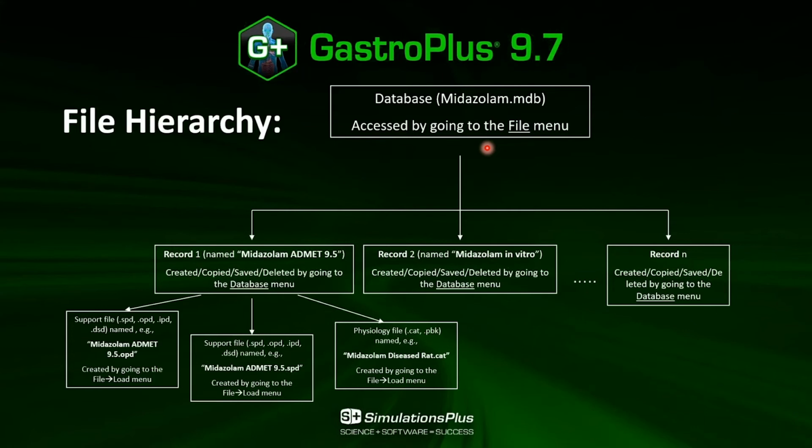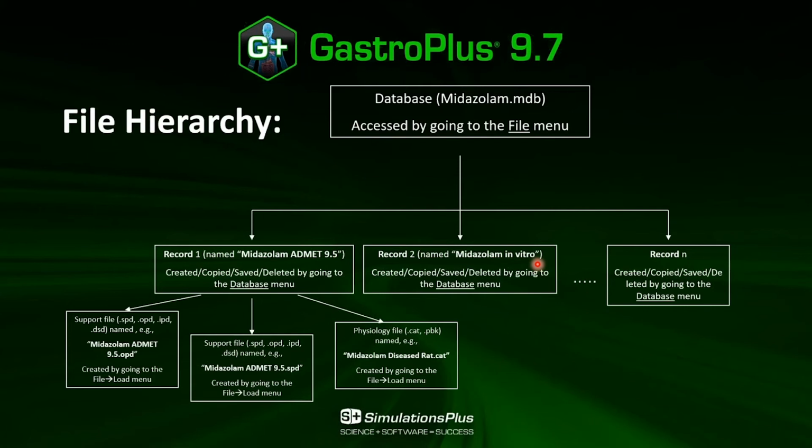Within this database, we will have multiple records. We've already created the first record named midazolam admet 9.5. What we will do now is create a new record named midazolam in vitro, in which we will integrate the in vitro measurement of midazolam. Then, in the next videos, we will create new records to define the IV studies in human and to simulate the observed data.